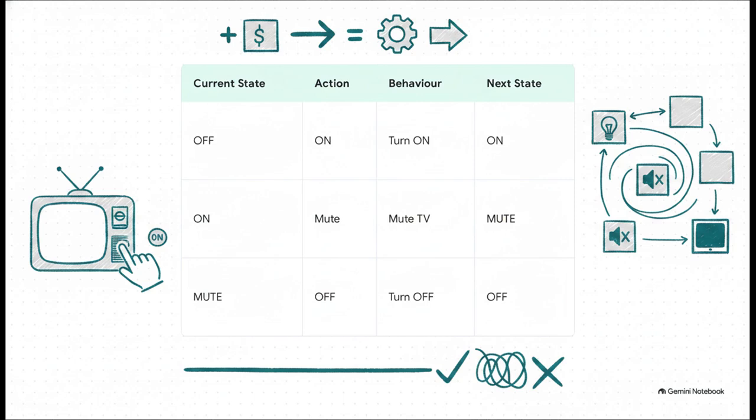Notice the core equation here. It's basically a current state plus an action equals a specific behavior and a next state. So to put that into perspective, if our current state is off and the action is pressing the on button, the behavior is turning the TV on and our next state becomes on. It's clean, it's totally predictable, and best of all, it leaves zero room for those weird, ambiguous bugs.